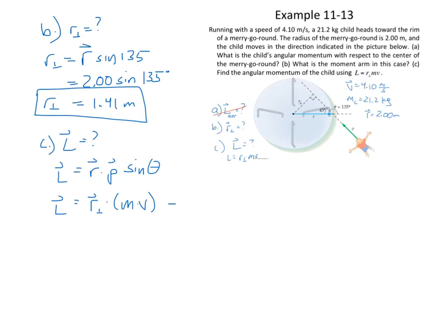All right. So the moment arm is 1.41 meters. The velocity should be a vector. The mass of the child is 21.2 kilograms, and the velocity of the child is 4.10 meters per second. Multiplying that all together will give us the angular momentum that that child has with respect to the center of the merry-go-round. 1.41 times 21.2 times 4.10. I get 122. Actually, nope, 123.